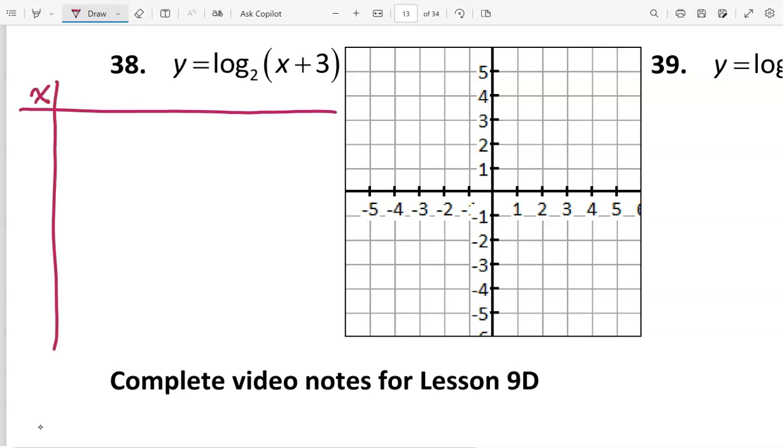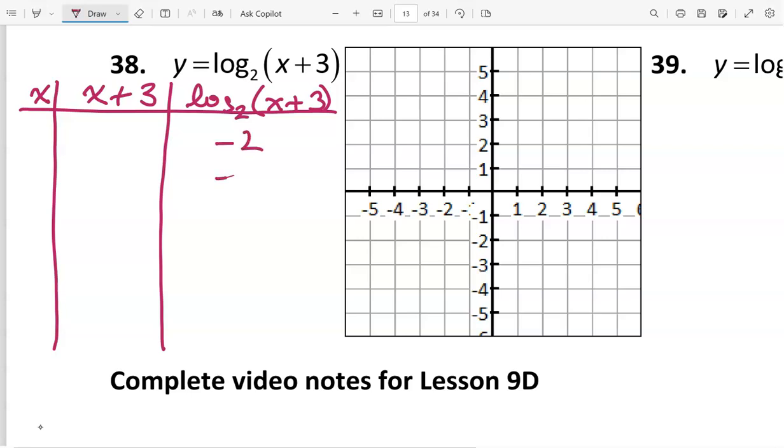In 38, we have a couple operations here. So we have x, and due to the parentheses here, we have to evaluate the parentheses first. So x plus 3 is our first operation. Add 3 to whatever the x value is. And then finally, to get the y value, take the log base 2 of that. So since the logs are our exponents, they are negative 2, negative 1, 0, 1, and 2.